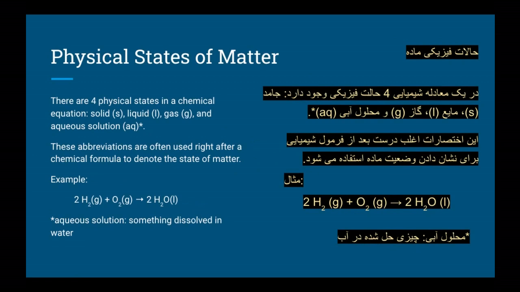Though chemical equations are useful on their own, indicating the physical state of matter of a given element or compound provides more information about the reaction. There are 4 physical states in a chemical equation: solid, denoted by a lowercase s, liquid, denoted by a lowercase l, gas, denoted by a lowercase g, and aqueous solution, denoted by lowercase aq. It is worthy to note that an aqueous solution is simply something dissolved in water.